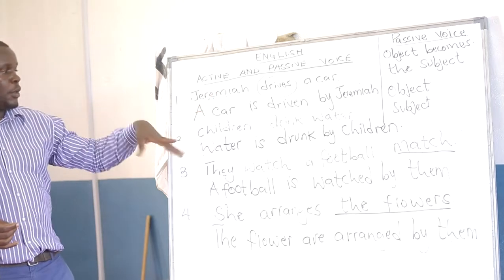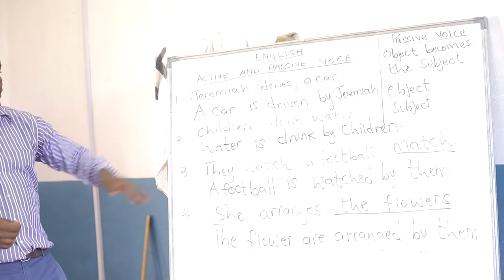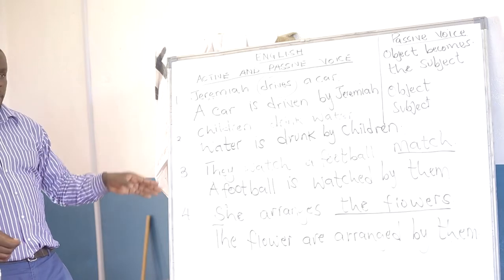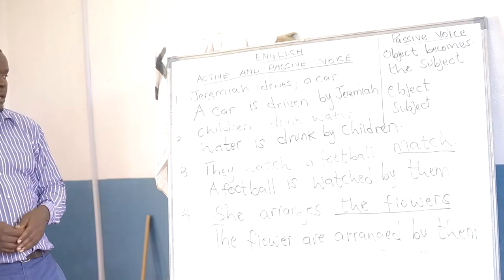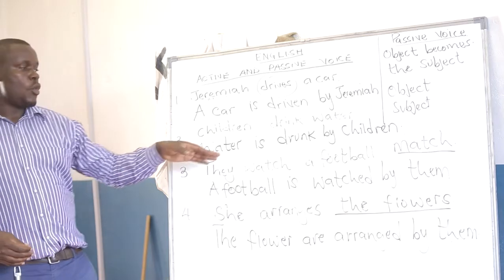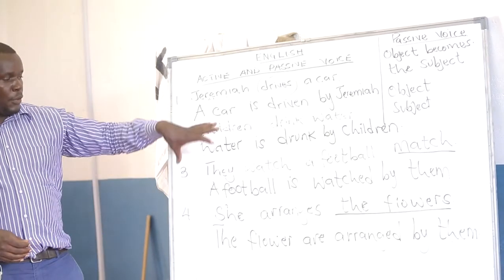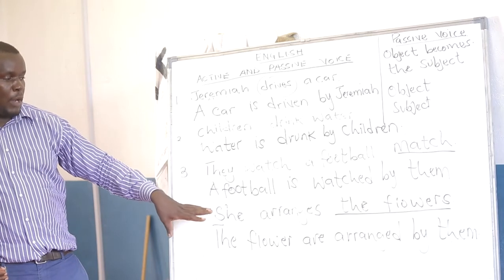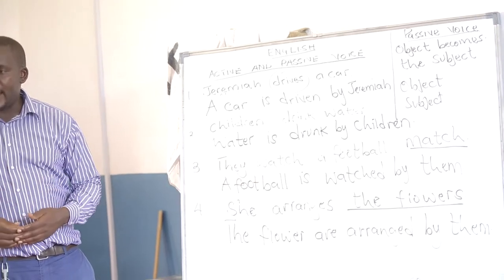For example, the first sentence was Jeremiah drives a car. And we have said that when you change it into passive, it becomes a car is driven by Jeremiah. Children drink water. Water is drunk by children. So the two remaining sentences you can read and understand as we pick from there next time.